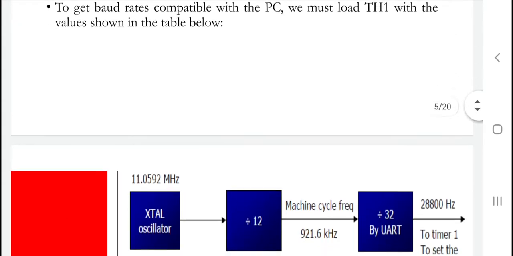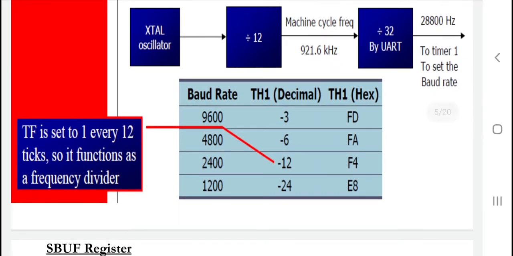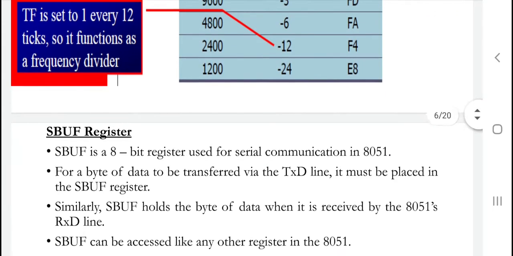You can see here very different baud rates and the respective decimal value associated with each. If you are choosing 9600 baud rate, you must store -3 in TH1, and in the hexadecimal number system it is FD.